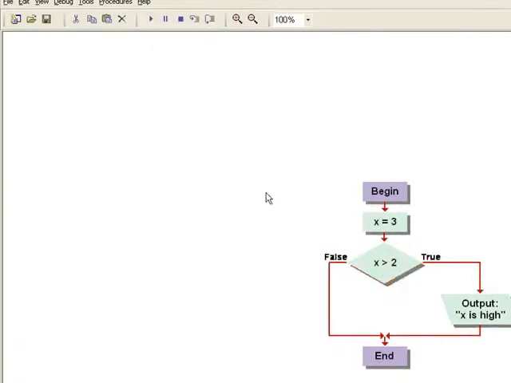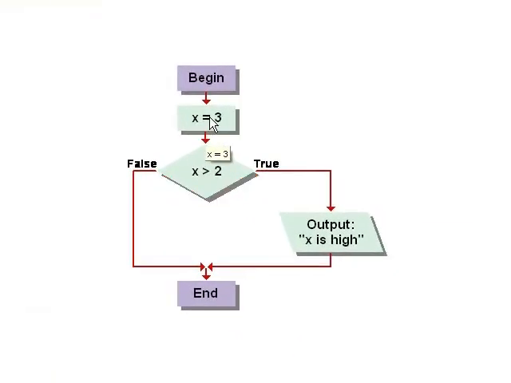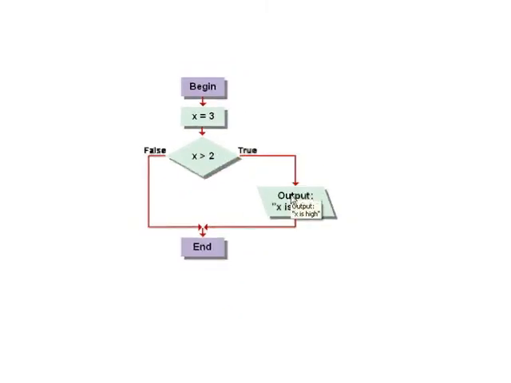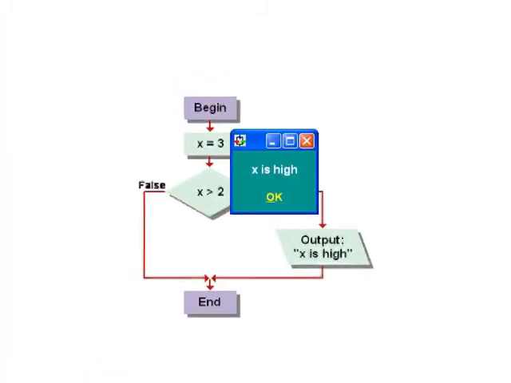Let us run it. We expect that x is 3, okay, 3 greater than 2, true, and then it will be x is high. Then get out. Run it. See here, x is high because it passed through the true.